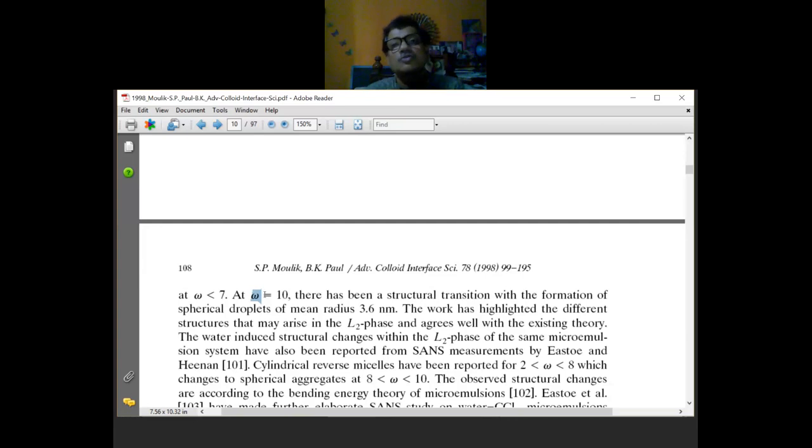You know how many surfactant molecules you have taken, you can calculate. When I take the mass, I know the number of moles. So the number of moles of surfactant is in the denominator, and in the numerator there will be the number of moles of water molecules. That gives you the value of omega. It is a standard convention to express the size of the reverse micelle.